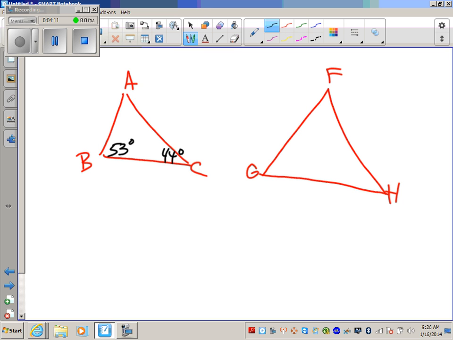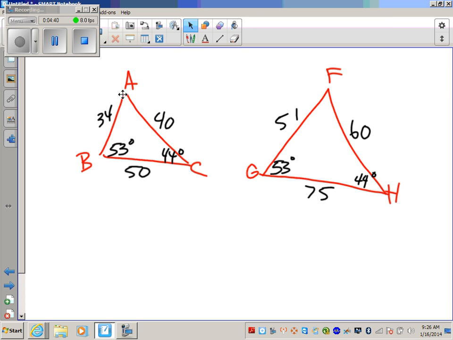Now we're going to just use these two triangles and just to illustrate what it means for them to actually be similar. It's one thing to look at them and say they look like they're the same shape. There's another thing entirely to prove it.